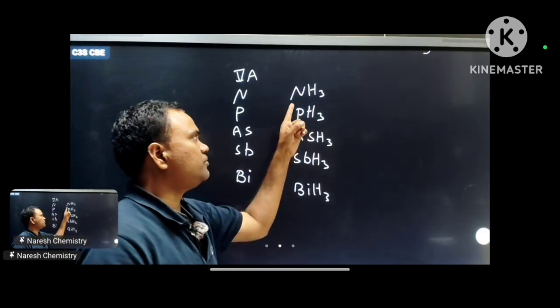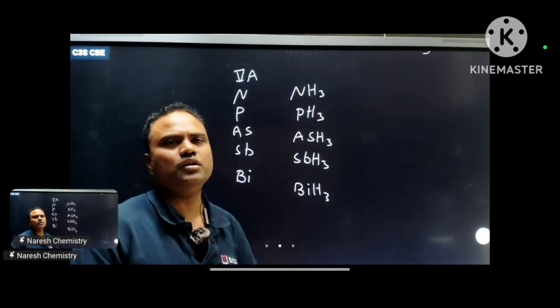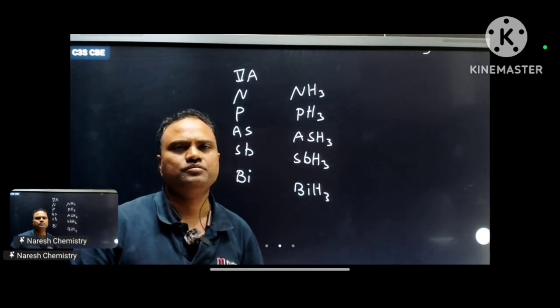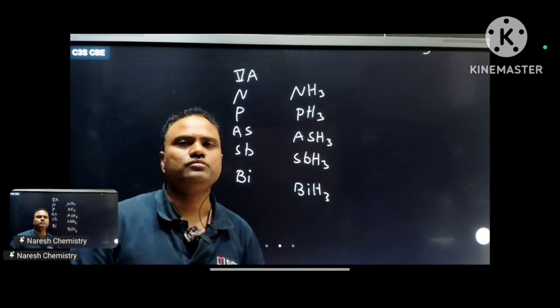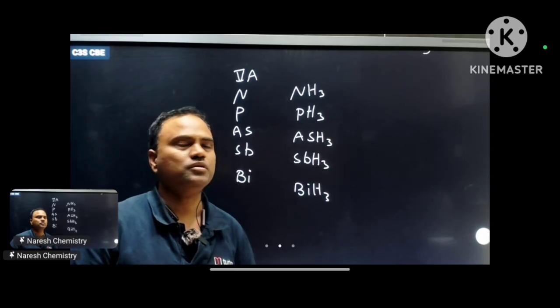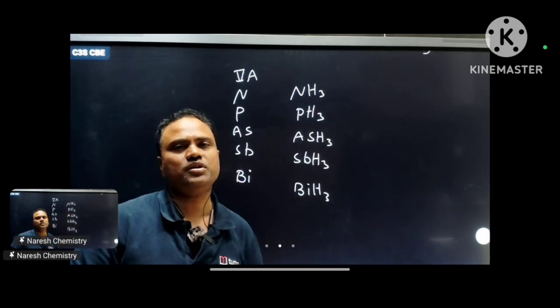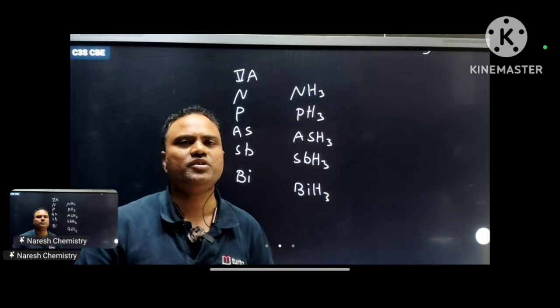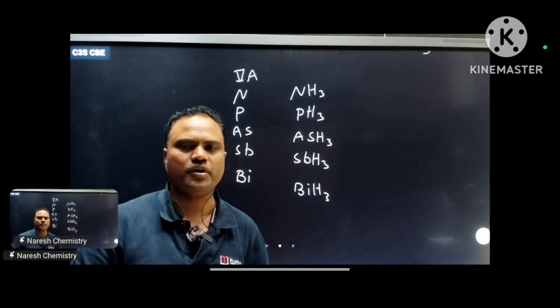Whenever you get a question like this, with compounds belonging to the same group, you have to remember one thing. Observe in every molecule whether the central atom is the same or different. Here, what is the central atom? Nitrogen. Here? Phosphorus. Is the central atom the same or different? Different. First observe that point.